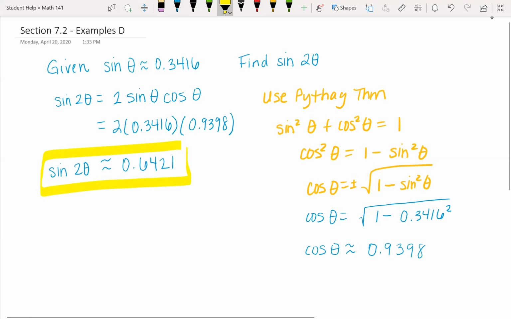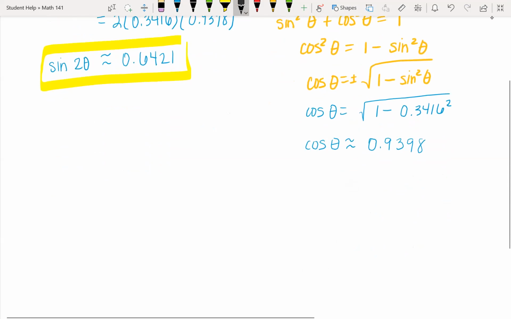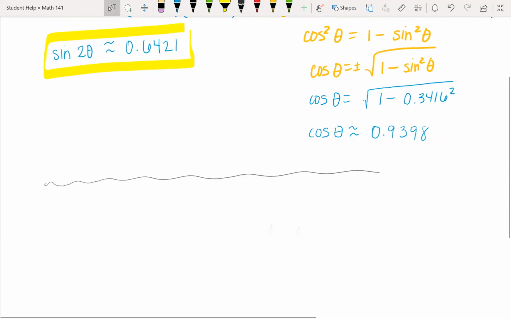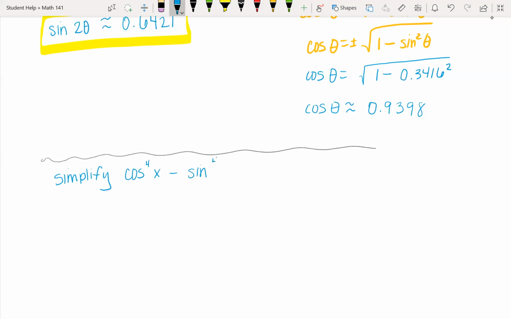Okay, and then I have just two more examples that are kind of review from some of the things that we need to do as far as factoring. I did some problems like this last week, so I just wanted to do a couple of review problems. Let's simplify, but they're using some of the new formulas that we have. Let's simplify cosine to the 4th power of x minus sine to the 4th power of x.